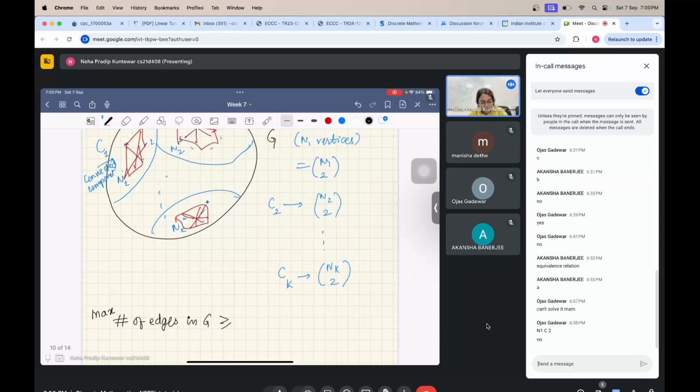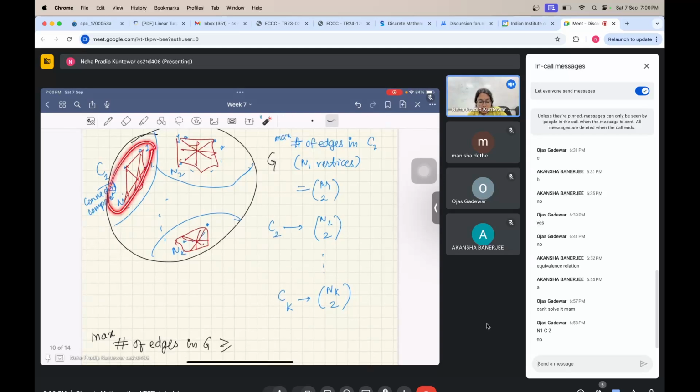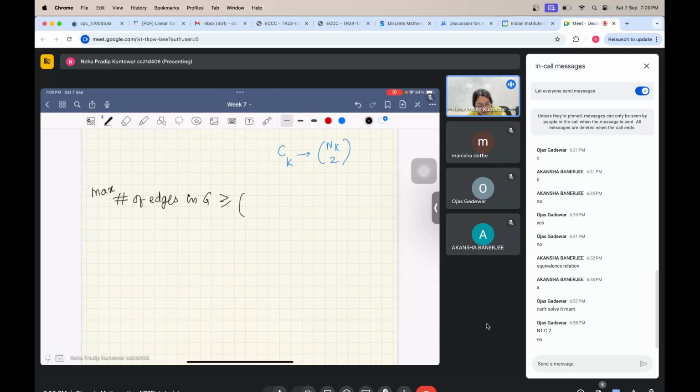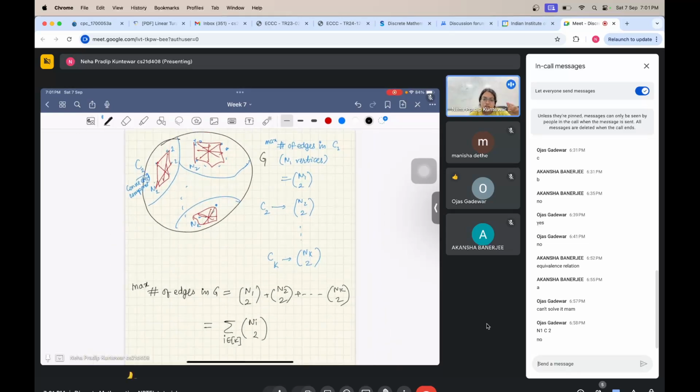Okay, so the maximum number of edges that you can have is the maximum edges here plus here plus here and so on. So this is equal to n1 choose 2 plus n2 choose 2 and so on up to nk choose 2, which, as Akansha said, is the same as the sum of ni choose 2 for i from 1 to k. Is this making sense, or are there any questions about what we did?